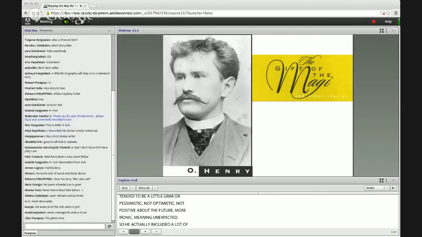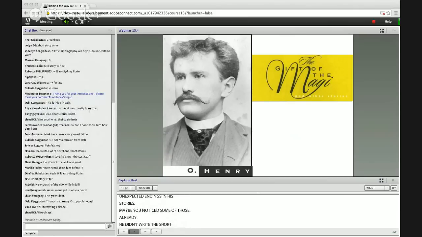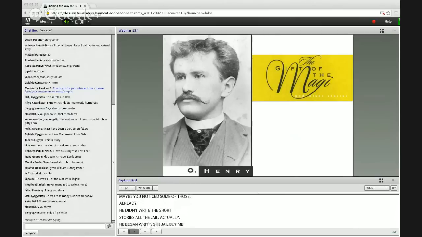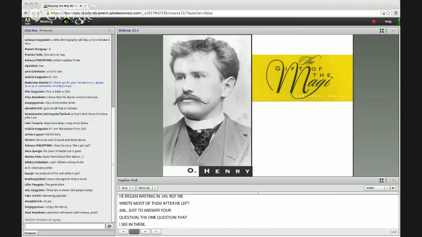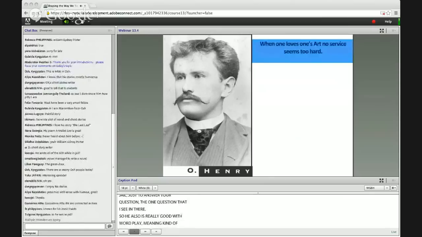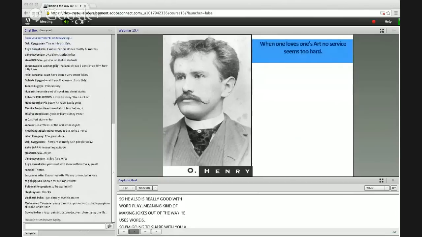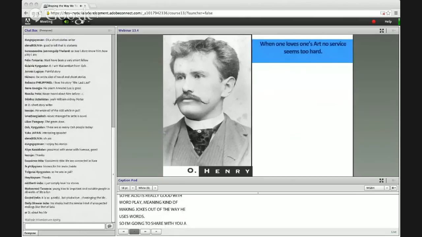He didn't write the short stories all in jail, actually. He began writing in jail, but he wrote most of them after he left jail. So that's just to answer your question, the one question that I see in there. So he also is really good with wordplay, meaning kind of making jokes out of the way he uses words. So I'm going to share with you a few quotes by O. Henry, and I wonder if you had to describe him based on the messages here, what adjectives would you use?